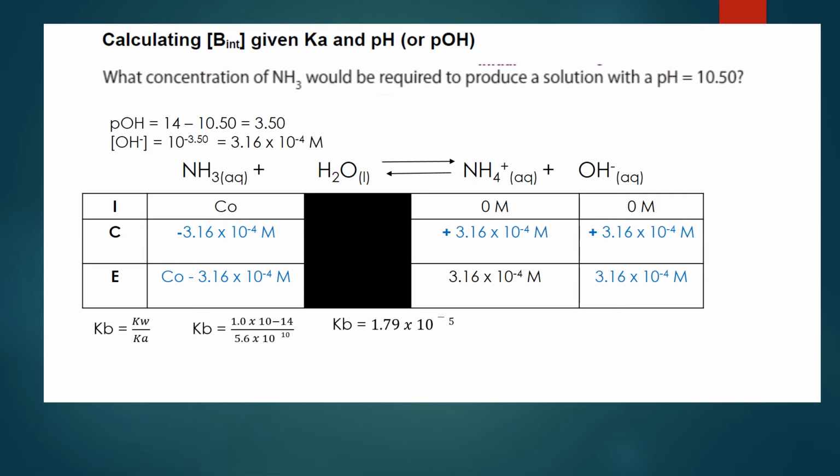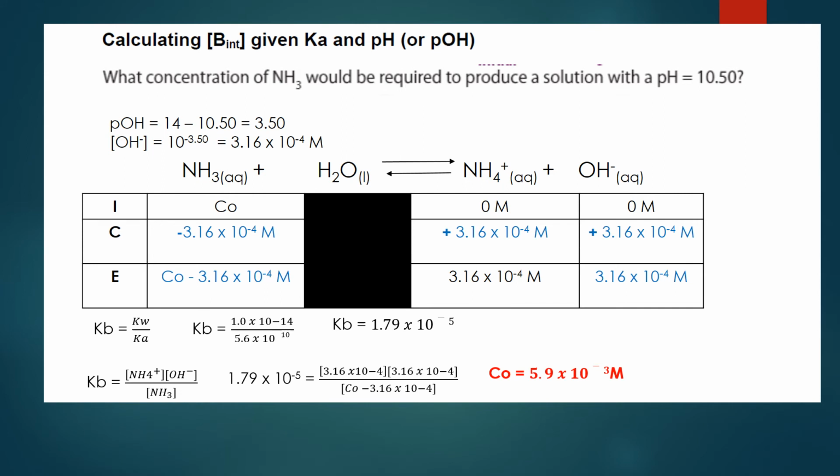Okay, next step is I'm going to write my Kb expression. So I want to solve the Kb using the Ka found on the chart. So I know my Kb is going to be Kw divided by Ka. I substitute those values in, so you can see that the Ka value for the conjugate acid, the NH4 plus, was 5.6 times 10 to the negative 10. When I substitute that into my equation, I get a Kb value of 1.79 times 10 to the negative 5.